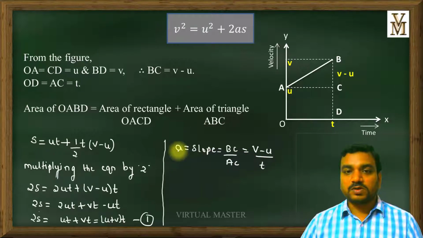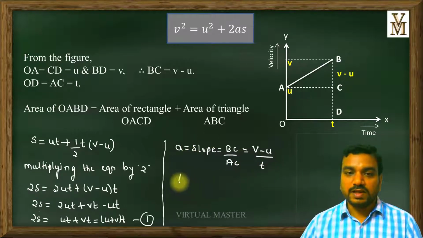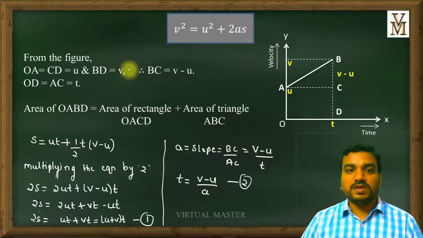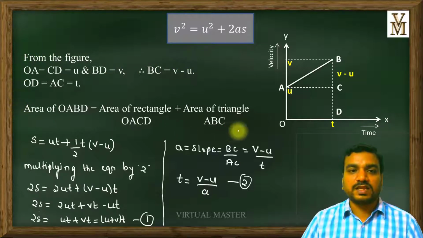Now I will cross multiply a and t. That is, I will take t on the left hand side and a on the right hand side. So what will I get? t will be equal to (v minus u) divided by a. I will call this equation number 2. Now I will substitute the value of t from equation 2 in equation 1. I will replace this t by (v minus u) by a. Since there is no space here, I am going to delete this part of the slide. All of you pause the video and note down this.